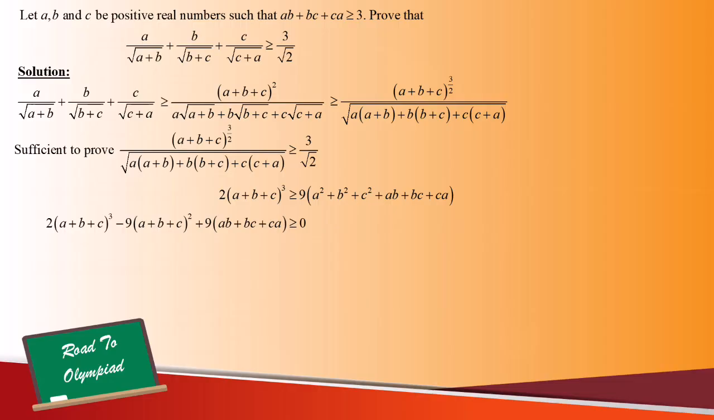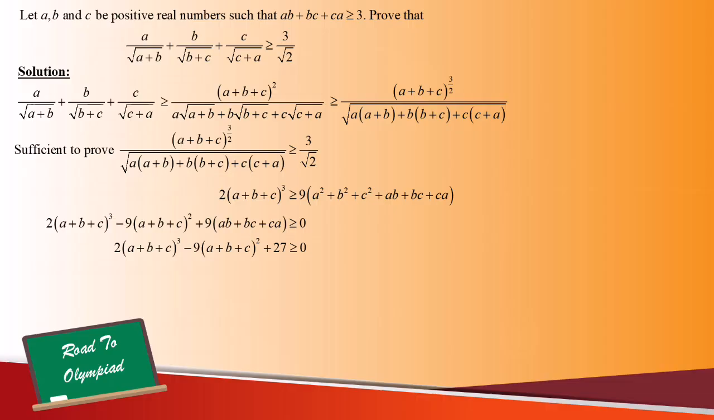Since it is given that ab plus bc plus ca is greater than or equal to 3, we can have 2 times (a plus b plus c) the whole thing cubed minus 9 times (a plus b plus c) the whole thing squared plus 27 is greater than or equal to 0. Notice that this may not necessarily be non-negative, but it is still a sufficient condition to show the inequality to be true.